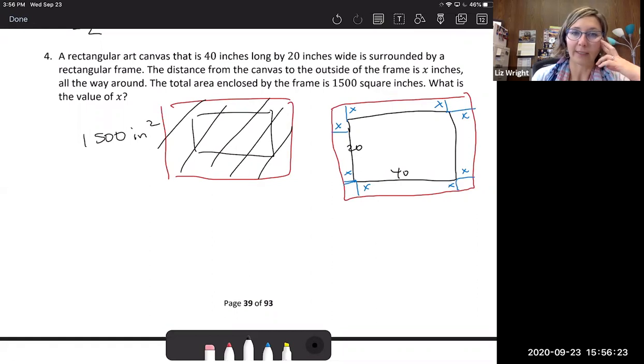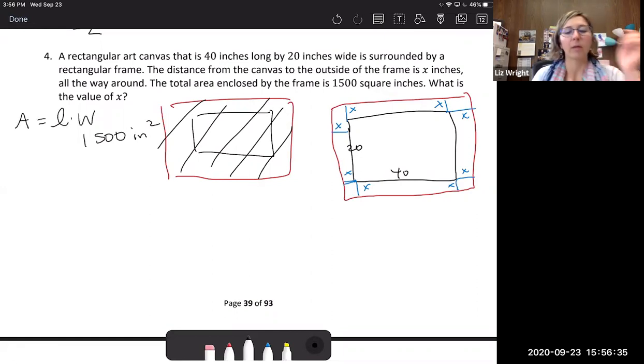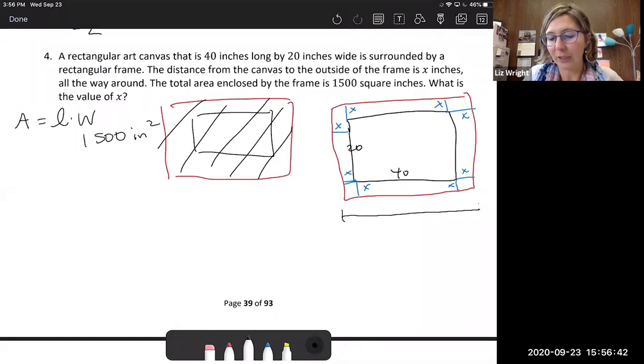Well, we have a rectangle here and it's giving us the area. So you should ask yourself, what's the formula for the area of a rectangle? And the area of a rectangle is area equals length times width. Well, how can we express the length of this picture and frame in terms of x? So that means we're going to have an x in our expression down here.